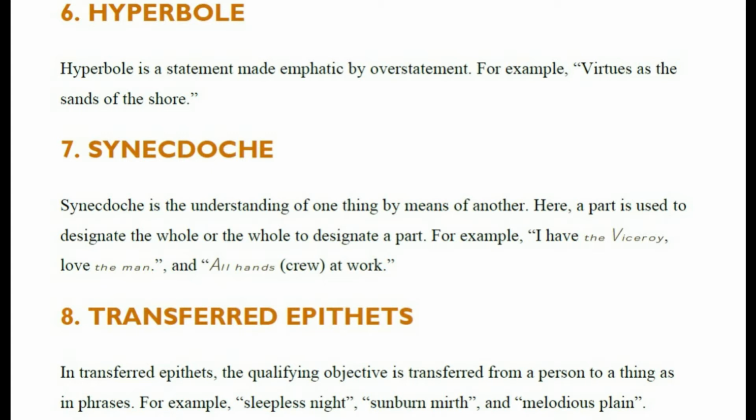Students, in this figure of speech, you have to understand that an epithet, that is a word, mostly an adjective, is transferred from its proper word to another that is closely associated with it in the sentence. Like night over here is given. Next to night, what is it? Sleepless night. How is the night? Sleepless. How is the mirth? Sunburn. How is the plain? Melodious.